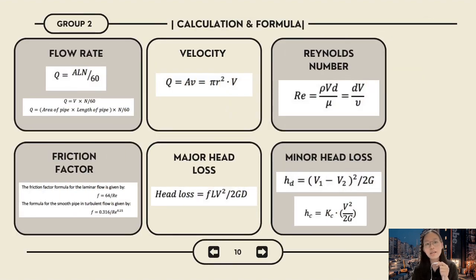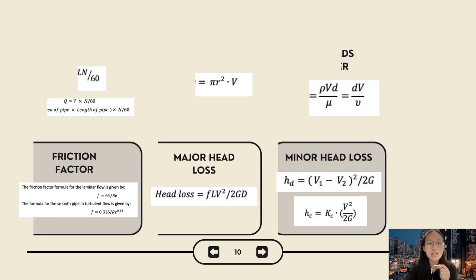This is the calculation and formula in our project. First, we are going to calculate the flow rate, using Q equals ALN over 60. And using the flow rate to find the velocity, then we are going to calculate the Reynolds number. After that is the friction factor. Then we use the friction factor to calculate the major head loss and the minor head loss in the product.